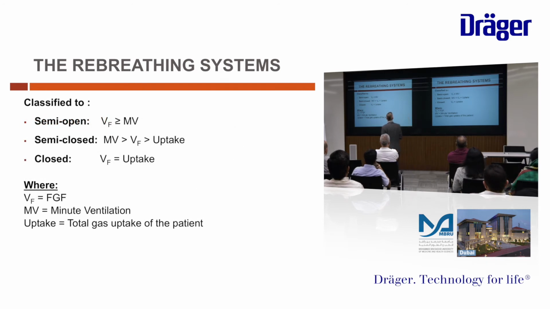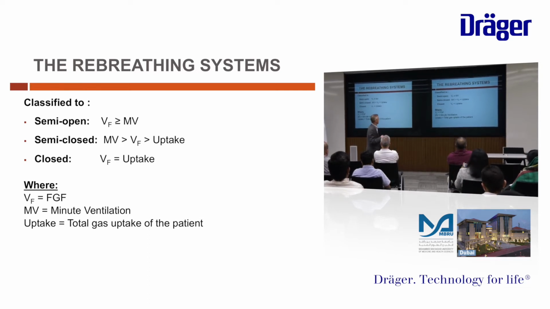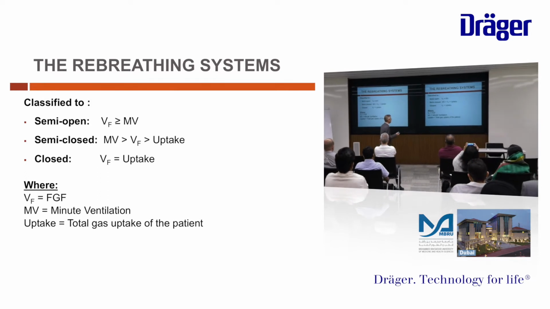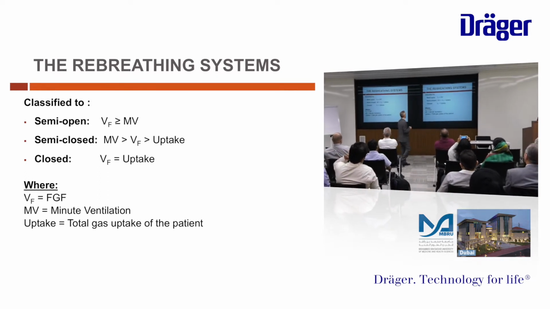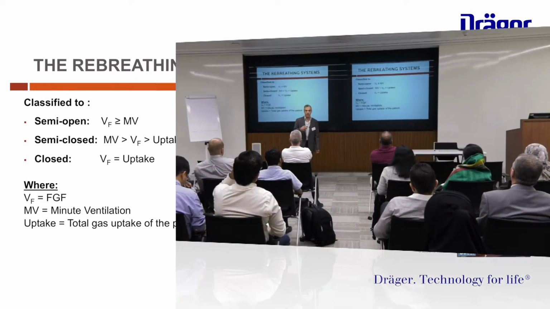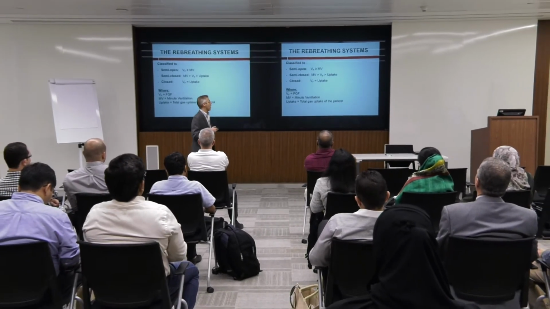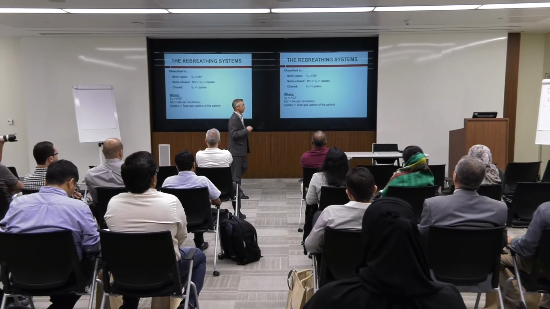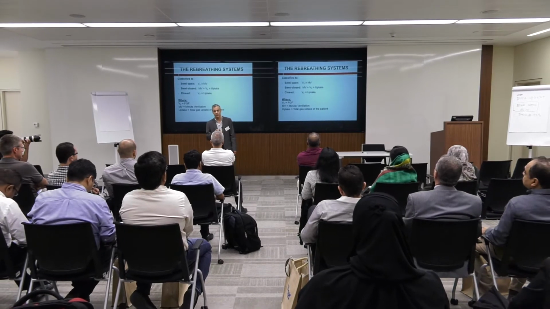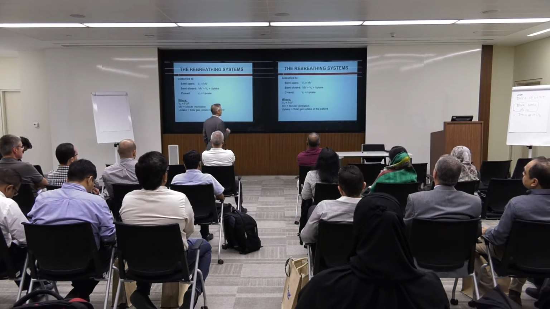We are now classifying the circuits into semi-open, in which the fresh gas flow exceeds the minute ventilation, more than 6 liters; semi-closed, in which the minute ventilation is higher than the fresh gas flow and the fresh gas flow is higher than the uptake of the patient; and finally, the closed, in which the fresh gas flow equals exactly the uptake of the patient.